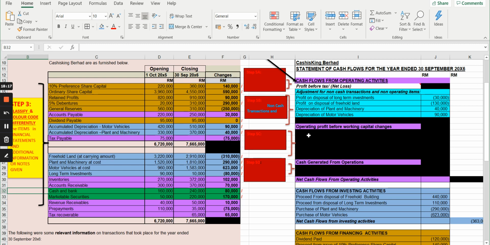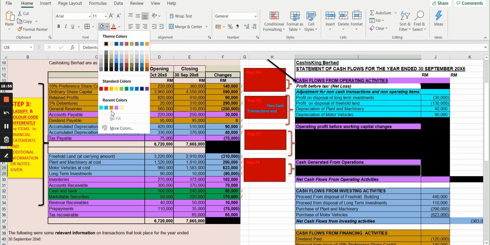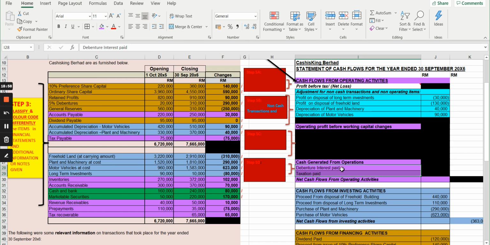So let us look at the items that relate to our operating profit before working capital changes. I will leave the profit before tax to be the last item to do, right? Just look at those colors that I have not yet investigated, which are accounts payable, inventories, account receivable, revenue receivable, your prepayments, and also those that will appear right after cash generated from operation, which are going to be your tax payable, tax paid, and debenture interest paid.